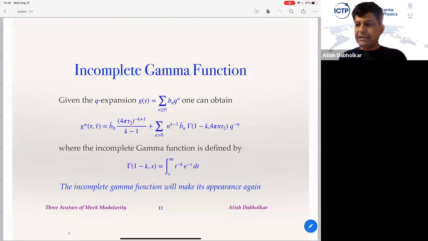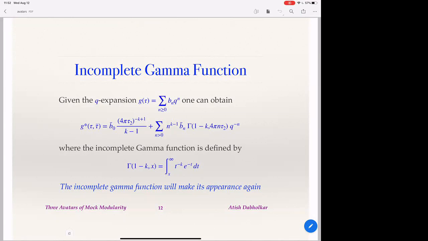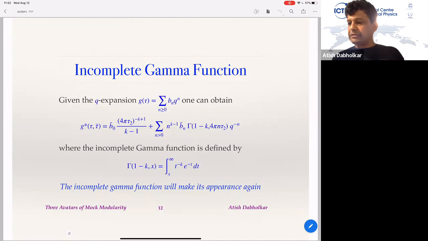and look at its Fourier expansion. It is Bn q to the power n. G bar tau is basically Bn star q bar to the n. Given these Fourier coefficients of G, which is Bn, G star is given by this equation. It looks a bit horrible, but just think of it as inverting this very simple operator, del by del tau bar.